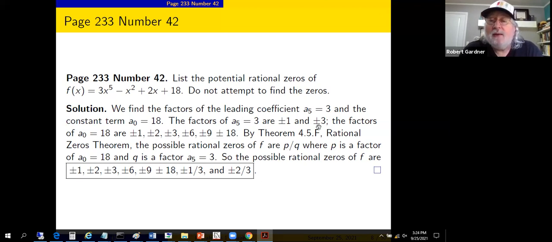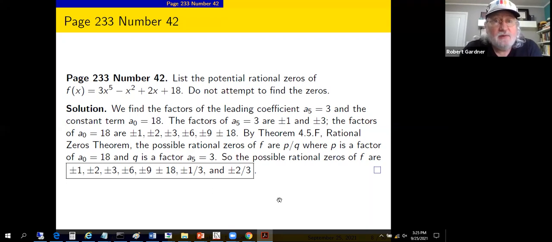Plus or minus 2 divided by plus or minus 3. That'll yield plus or minus 2/3. Plus or minus 3 divided by plus or minus 3 will yield plus or minus 1, and it's already in the list. 6 and 3 would produce 2, plus or minus, it's already in the list. 9 divided by 3 is 3, plus or minus, it's already in the list. 18 divided by 3 would produce plus or minus 6, and it's already in the list. So there's some redundancy in this. But we've got a total of, what was it, 6, 7, 8, I think it's 16 possible rational zeros.